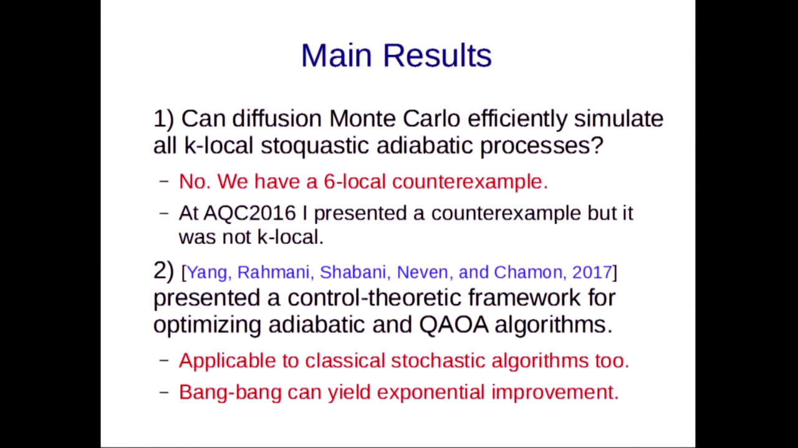So Aniruddha and I have been looking at exporting these ideas that Yang et al. introduced into the design of quantum adiabatic algorithms to the design of analogous classical stochastic algorithms. And this is ongoing work, but we've already found one example where by applying these techniques, we can actually get an exponential improvement in the performance of a stochastic optimization algorithm, specifically simulated annealing, relative to what you get using quasi-static, smoothly varying, unoptimized simulated annealing.